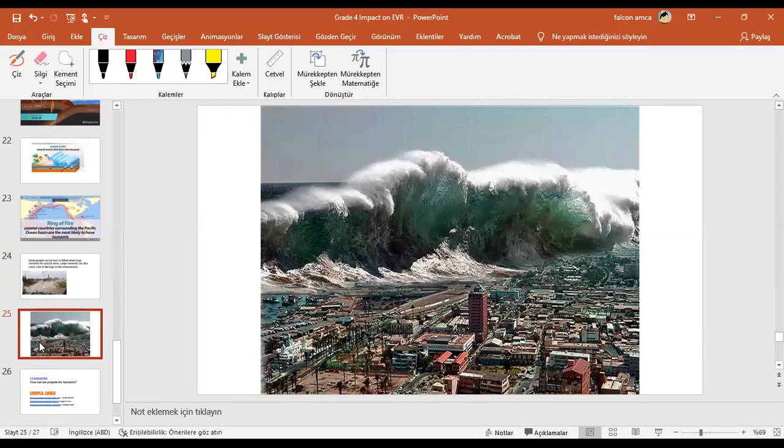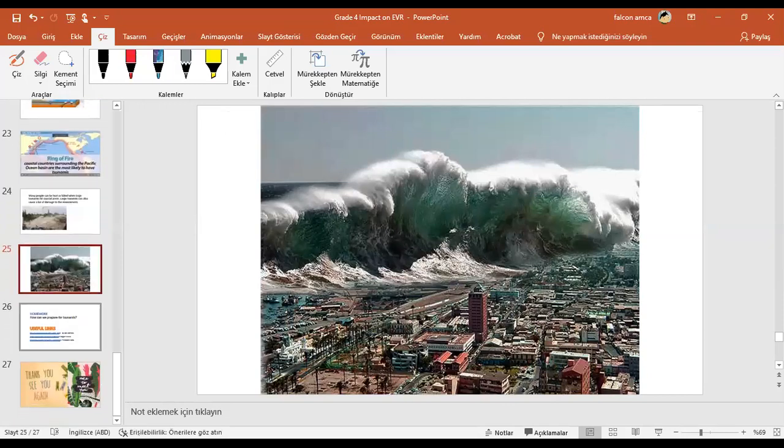Look here, I will mention from your book. Please open your book to page 85. Do you have the book? If you have it, please open page 85. Now, who will read for us? We will mention how we will prepare for tsunamis. Who will read for us? Yes, read please, the first paragraph. I'm listening.